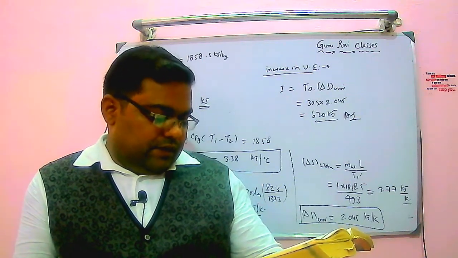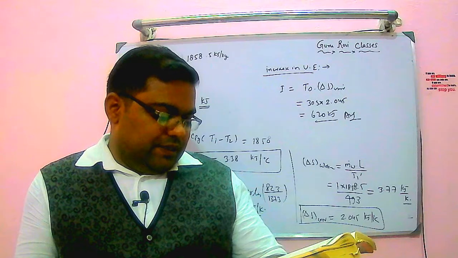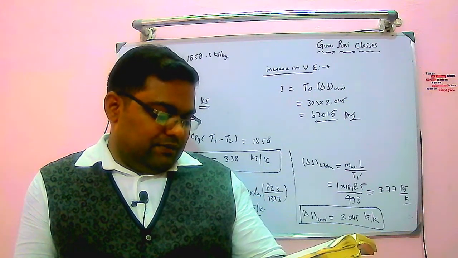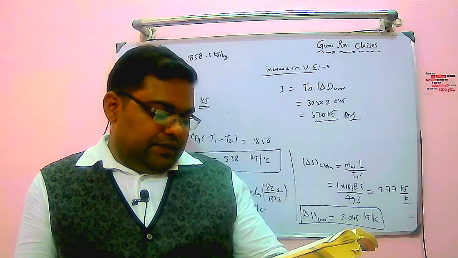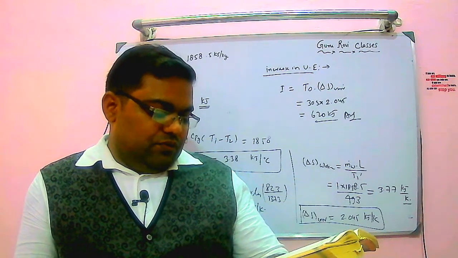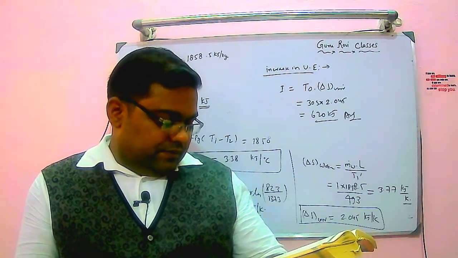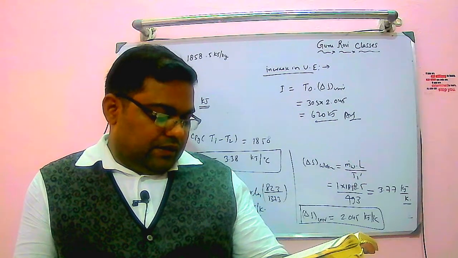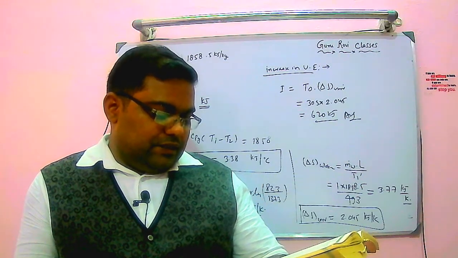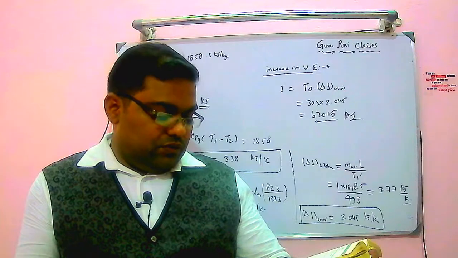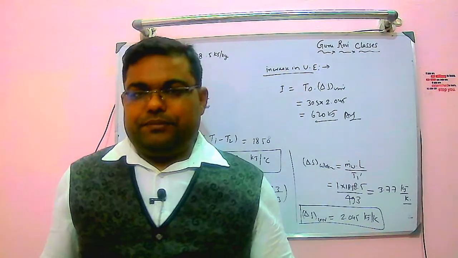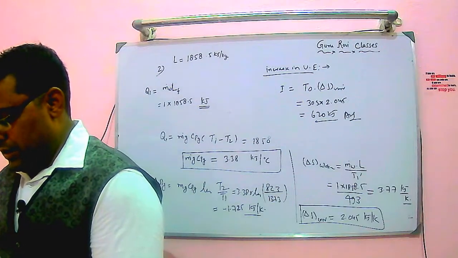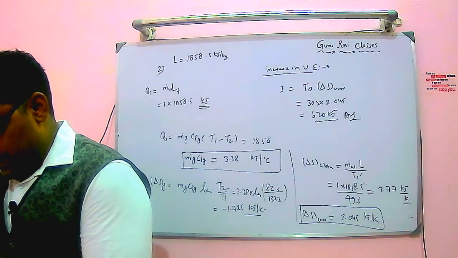For air, take specific heat at constant volume as 0.718 kilojoule per kilogram Kelvin and PV is equal to MRT, where characteristic gas constant is equal to 0.287 kilojoule per kilogram Kelvin and temperature is in Kelvin. So this is the third problem in the series.